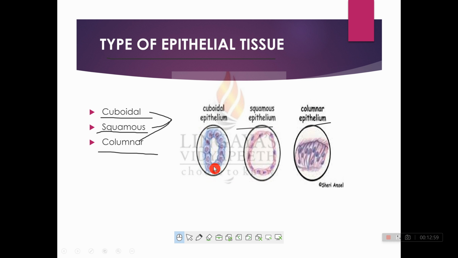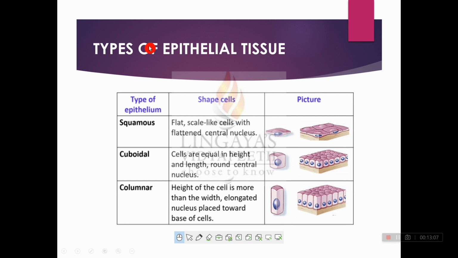The differentiation and classification of the types of epithelial tissue are based on the shape of the cell, the arrangement, and the cell surface. Let's have a look at the details. The table shows you the type of epithelial cell, its shape, and how it looks. The squamous epithelial cell is a flat, scale-like cell with a central nucleus.